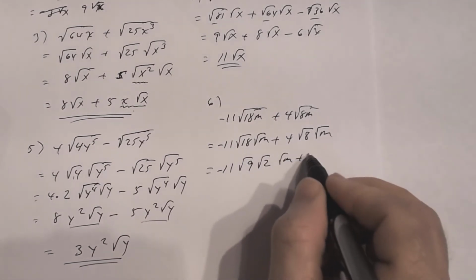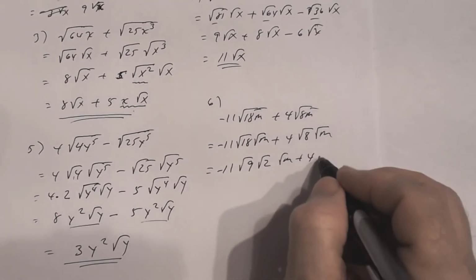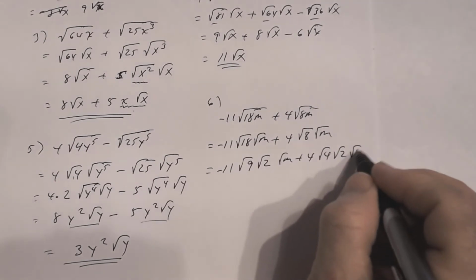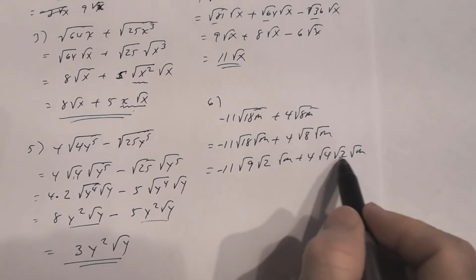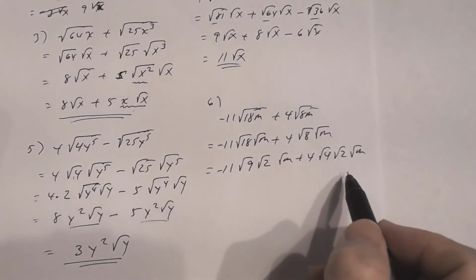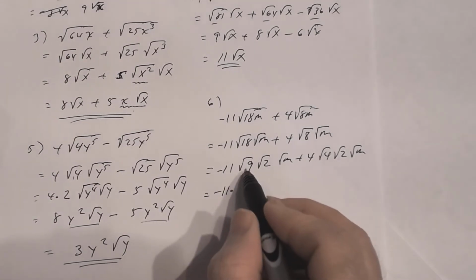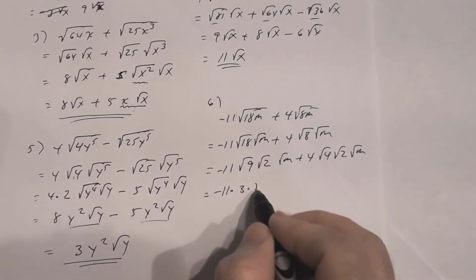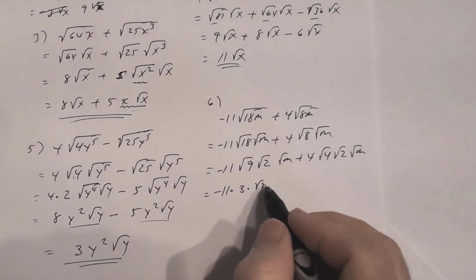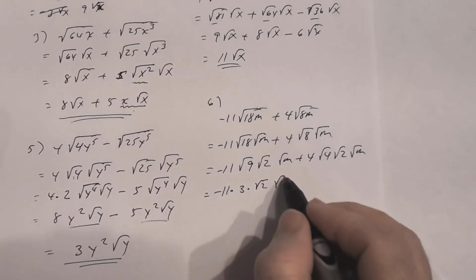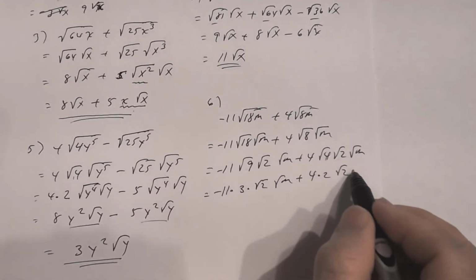times the square root of m, plus 4. Okay, over here I'm going to use 4 as the largest perfect square. Square root of 4, square root of 2, square root of m. Okay, so 4, square root of 8 is square root of 4 times 2, and then I have the square root of m. All right, now let's simplify what we can. -11 times the square root of 9 is 3 times the square root of 2. I cannot simplify the square root of 2 because the only perfect square that goes into 2 is 1, times the square root of m, plus 4 times 2 times the square root of 2 times the square root of m.